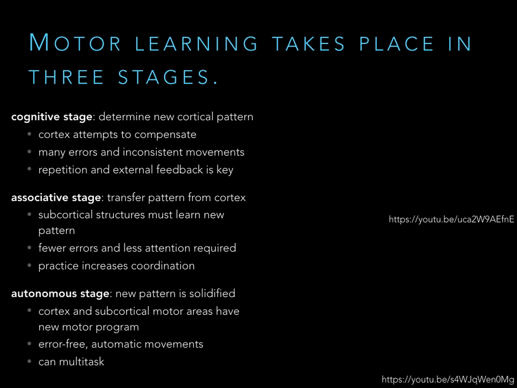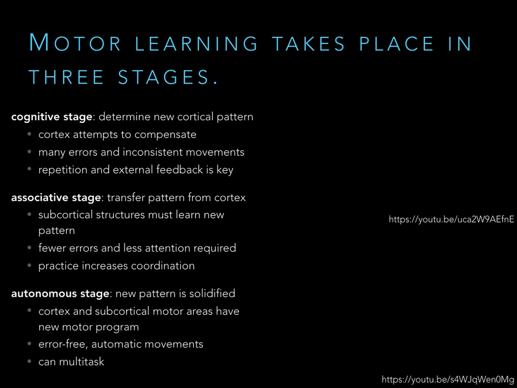Because the motor programs that execute walking are for the most part carried out by subcortical structures. The cortex simply has to think walk rather than pick up right leg, move it forward, put it down, pick up left leg, right? We don't have multiple motor programs to think about. We just simply think stand up and walk. This is going to be executed automatically and smoothly by subcortical structures.